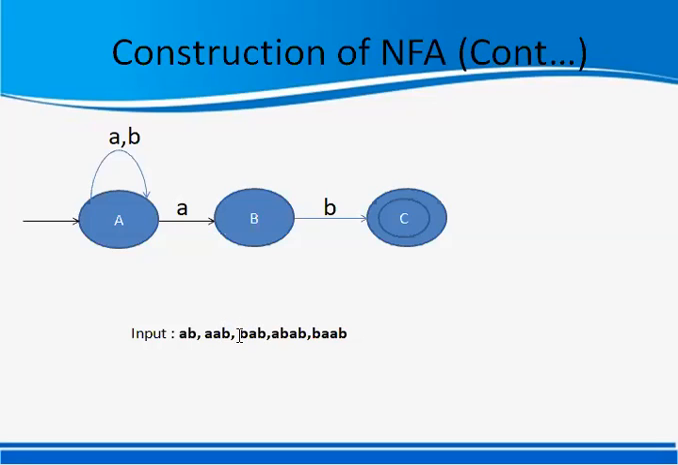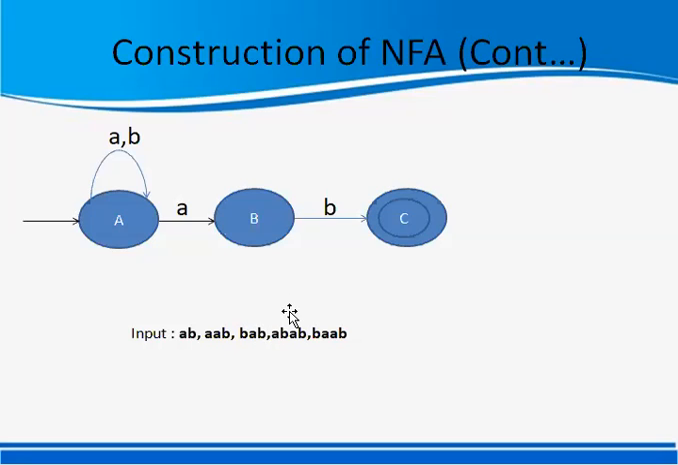Now we will check for the BAB. Starting from the initial state A on input small b, our next state will be A. From state A on input small a, the next state will be B. From state B on input small b, the next state will be C, and C is the final state. So the input BAB will be accepted.